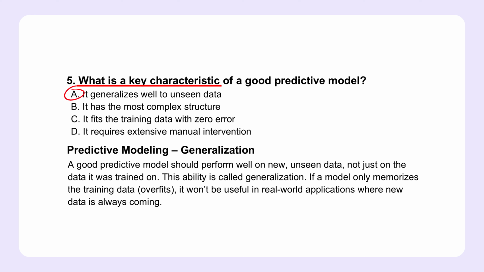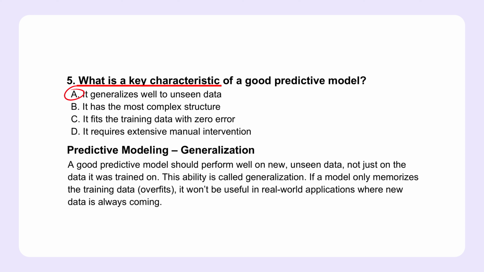That word again, generalizes, seems like the ultimate goal here. It really is. What's the point of a model if it only works on the data you already have? You build models to make predictions or decisions about new situations, new data. Right. So that ability to take what it learned from the training data and apply it accurately to fresh data, that's generalization, that's what makes a model useful.